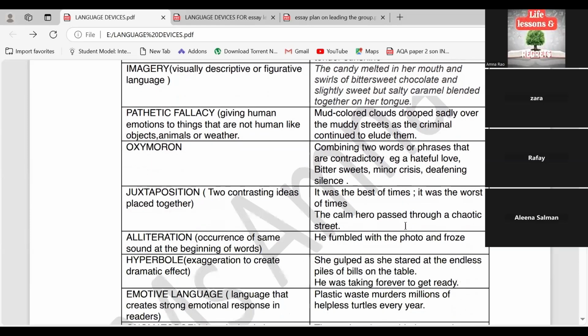Oxymoron. Oxymoron is actually a kind of metaphor. Let's read the definition. Combining two words or phrases that are contradictory. Example, a hateful love, bitter sweets, minor crisis, deafening silence. The formula of how you can make an oxymoron. For oxymoron, first of all, number one, you think of an adjective, right? For example, let's take this example, deafening. Deafening is an adjective, right? Deafening means very loud, as if it is piercing the eardrums, right?